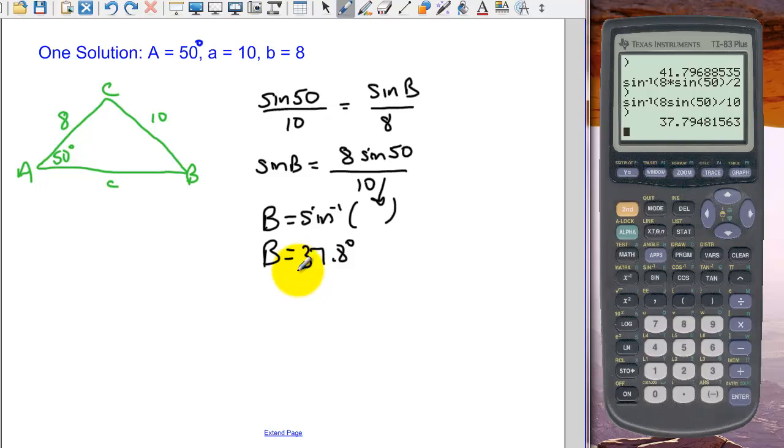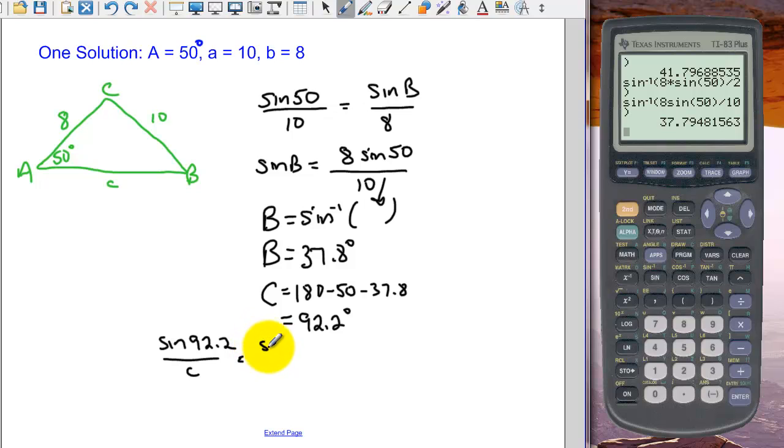Let's go ahead. We're solving our first solution, so let's finish the first solution here. So we have 37.8 here. So now we can find angle C, which is going to be 180 minus 50 minus 37.8, which comes out to be 92.2 degrees. And then we can set up one more law of sines ratio. Sine of 92.2 over C equals, and let's use our original given information that wasn't rounded. Oops, that's 10, sorry.